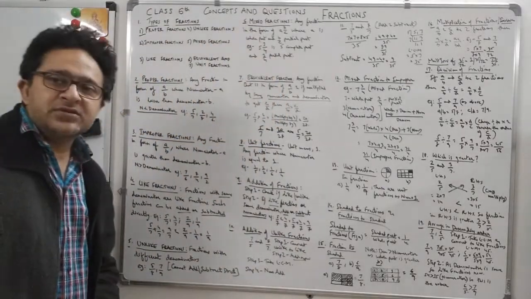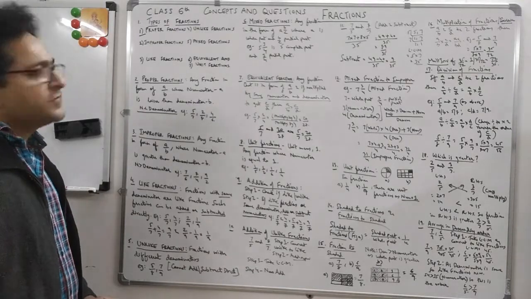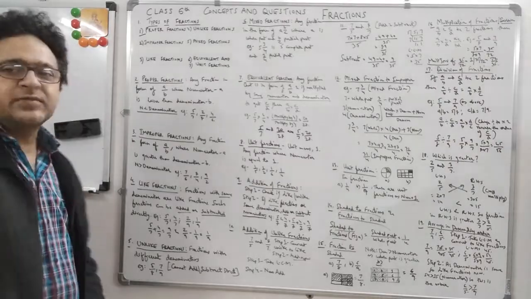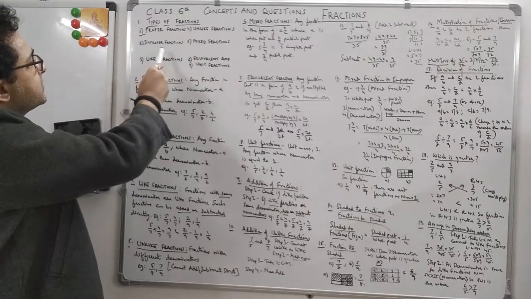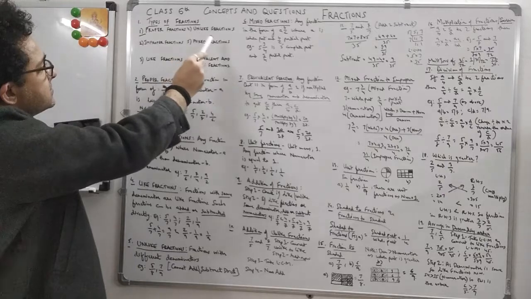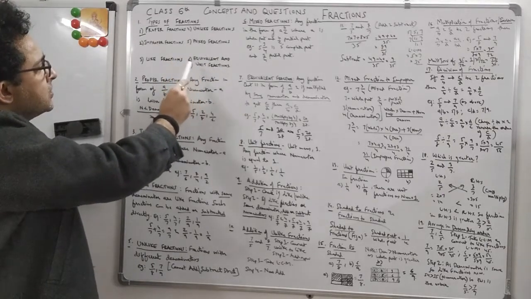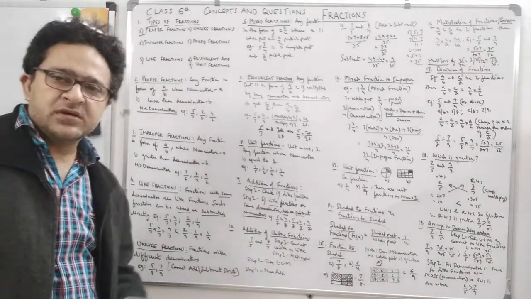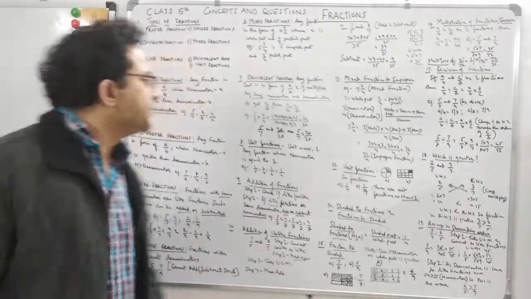So students, as you see here on the board, first I'll tell you about types of fractions. The types of fractions are how many? 7 types of fractions: proper fractions, improper fractions, like fractions, unlike fractions, mixed fractions, equivalent and unit fractions. So these are 7 types of fractions. Now I'll explain them one by one, and then we'll do some questions as well.